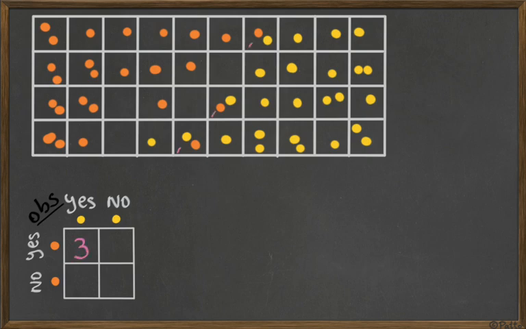If we check over there, we see that there are three squares that have both orange and yellow. We have four squares that have neither orange nor yellow. We have 16 squares with oranges and no yellow, and 17 squares with yellows and no oranges. And the question is: are the orange and the yellow species associated with each other?